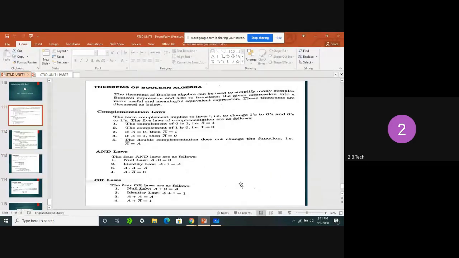Again, we can see what are the different types of theorems in Boolean algebra. The first one is the complementation law, which is used to represent the complement. If A equals 0, its complement will become 1, and it is represented with a bar. A is a variable and its complement is represented with the help of a bar. Then the AND laws: A dot 0 is always equal to 0, A dot 1 is always equal to A, A dot A is A, and A dot A bar is always going to be 0.